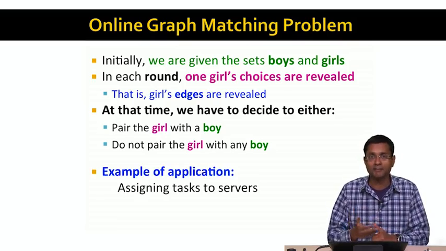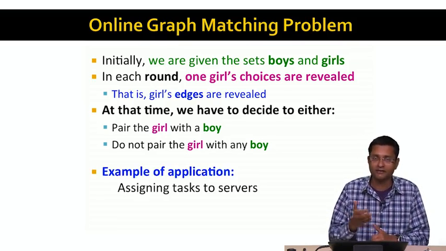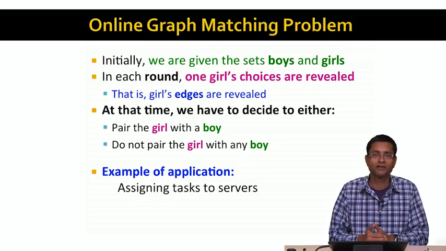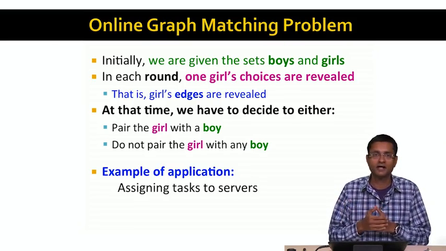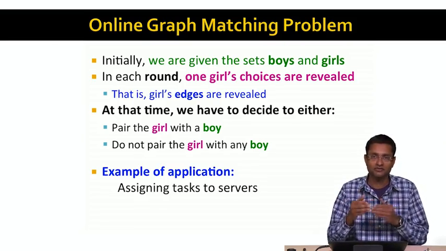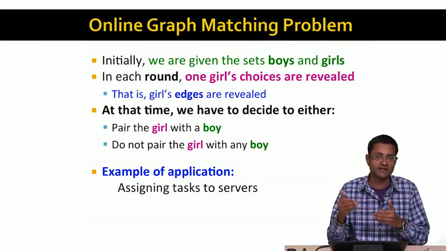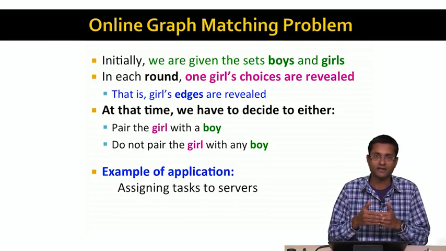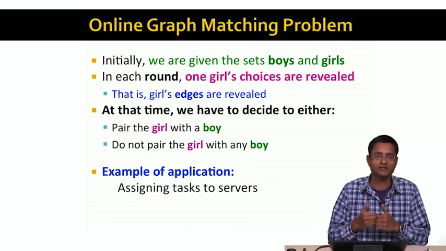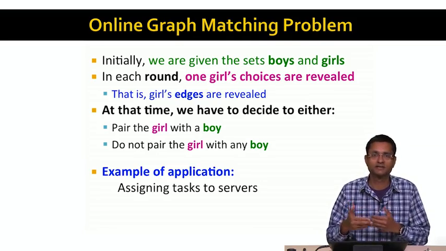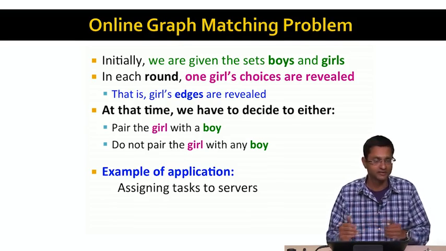An example application that is along these lines and motivates looking at this algorithm is assigning tasks to servers. Let's say we have a large number of servers of different kinds, and tasks come along, and each task can only be assigned to certain servers. Then the goal is to assign each task to a server that can handle that task. And sometimes we may just choose to reject a task because we have an overload situation or something like that. So the online graph matching problem is in some sense similar to the problem of assigning tasks to servers.